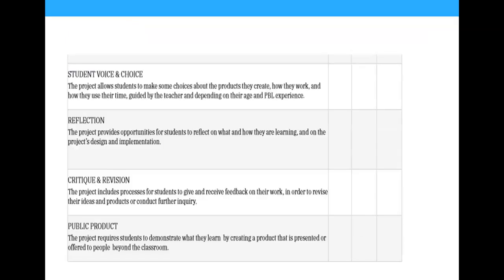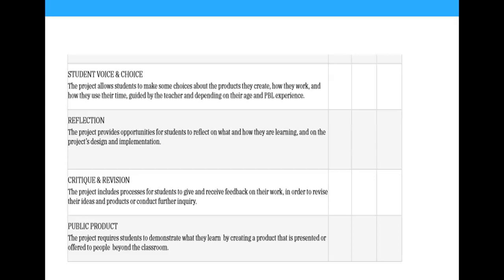All right, student voice and choice. I want to sit with this one for a minute, because I have made some mistakes regarding student voice and choice. What this means is that students are allowed to make some choices about the products that they create, or about how they work, or about what kind of tendril they follow in a project.